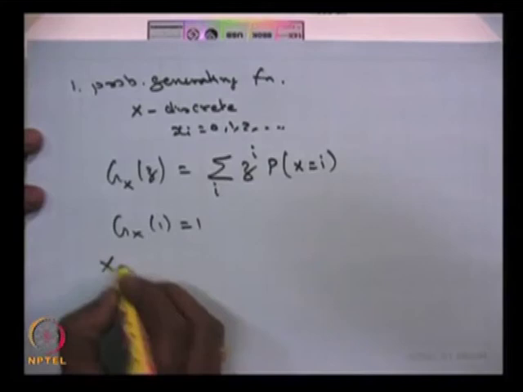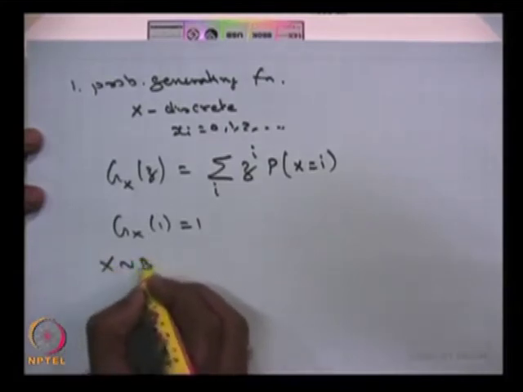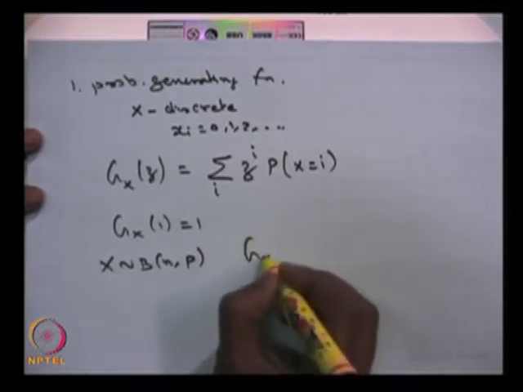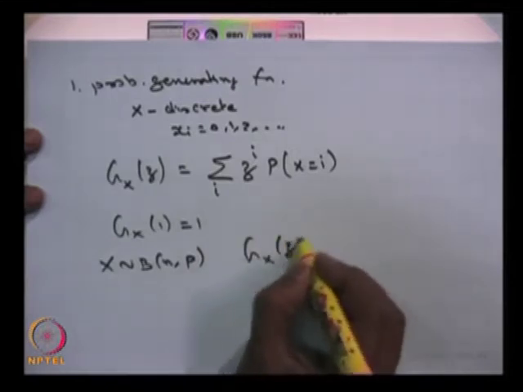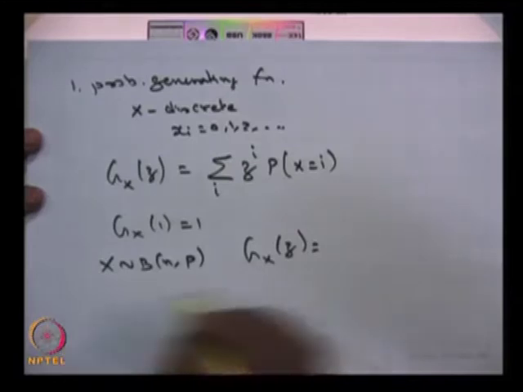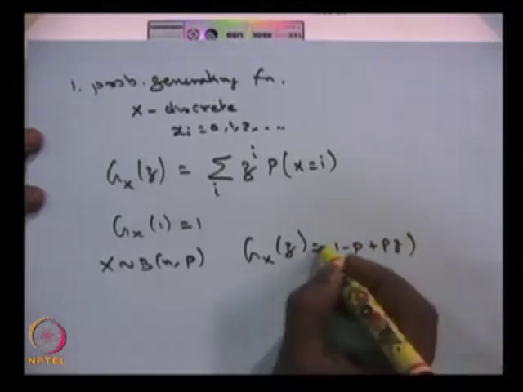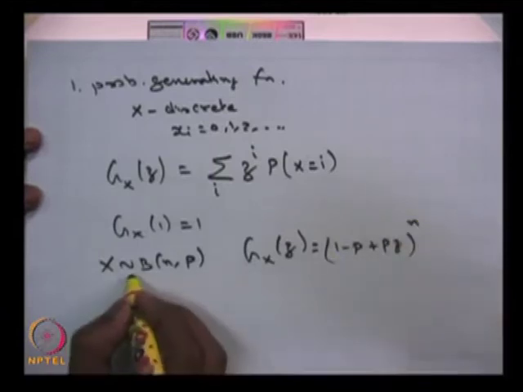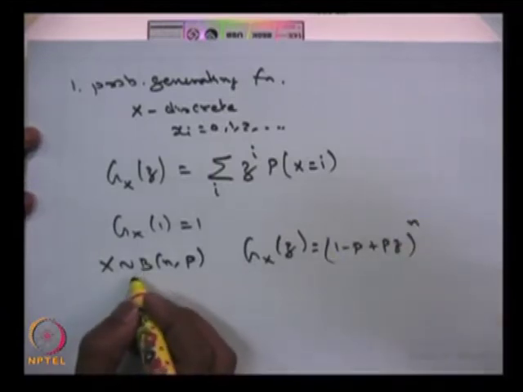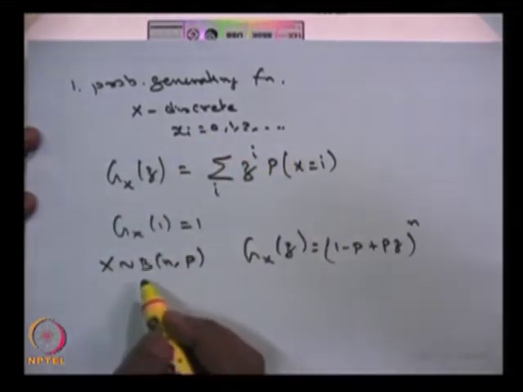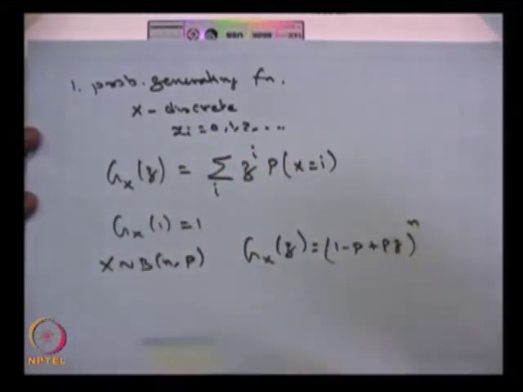Suppose X is a binomial distribution with parameters n and p, then you can find the probability generating function for the random variable X, which is (1 minus p plus p times z) power n, because the binomial distribution has possible values 0 to n. Therefore, you will get a polynomial of degree n.